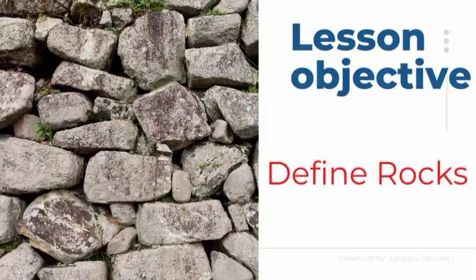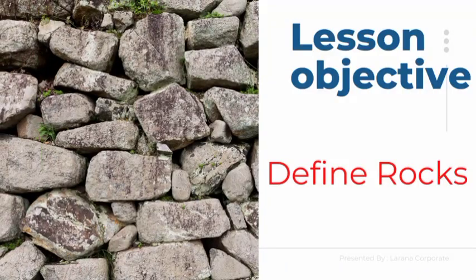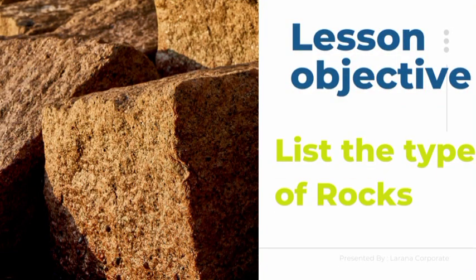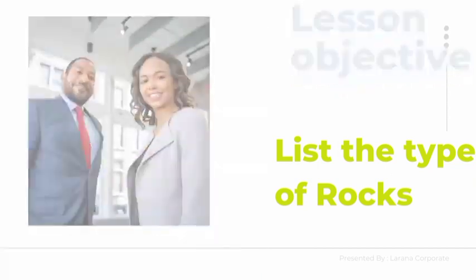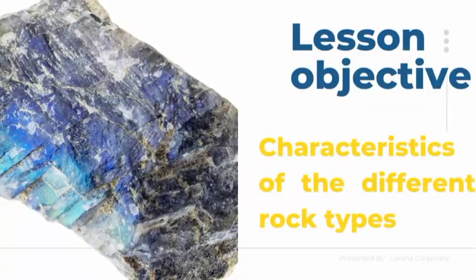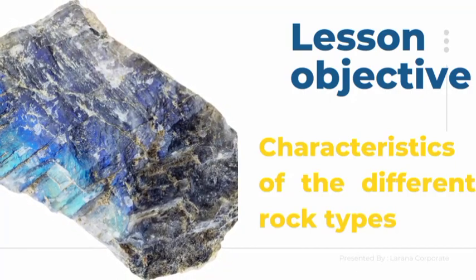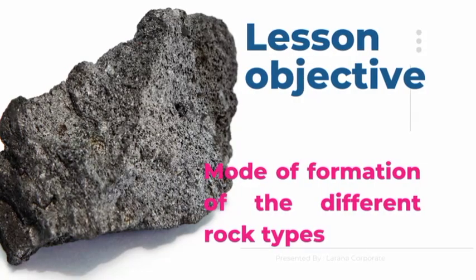Also, in this lesson, we'll be looking at various objectives. First, we should be able to define rock. Thereafter, we'll be looking at the types of rocks that we have. Then, this will take us to the characteristics of the different types of rocks that we have. What are those features? What are those unique things they possess, those things that will enable you to identify them?